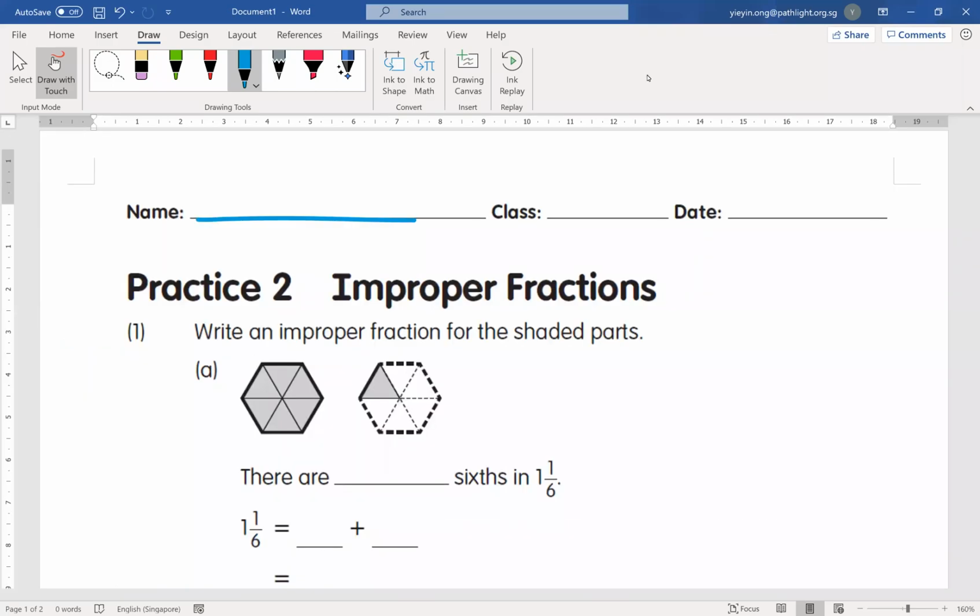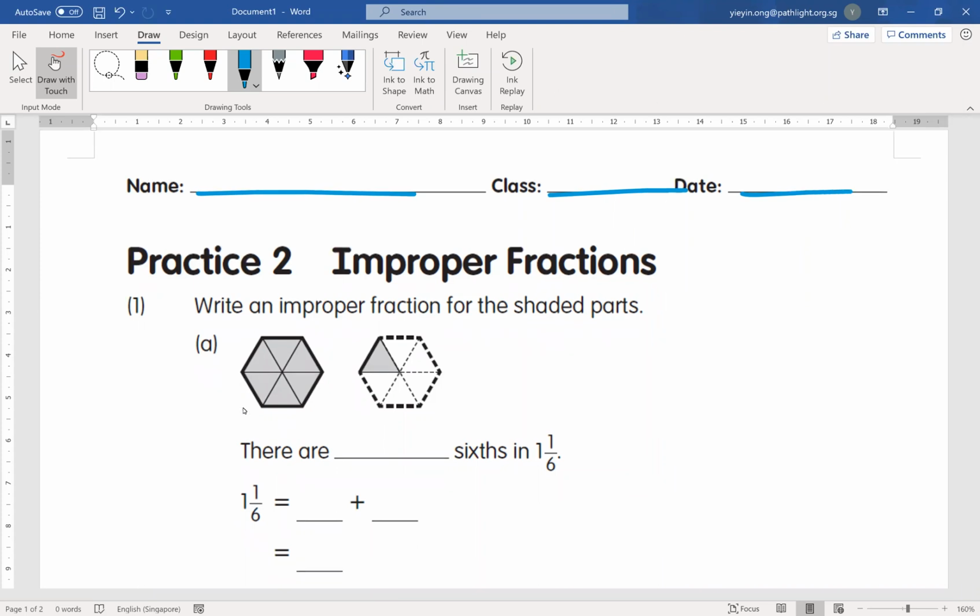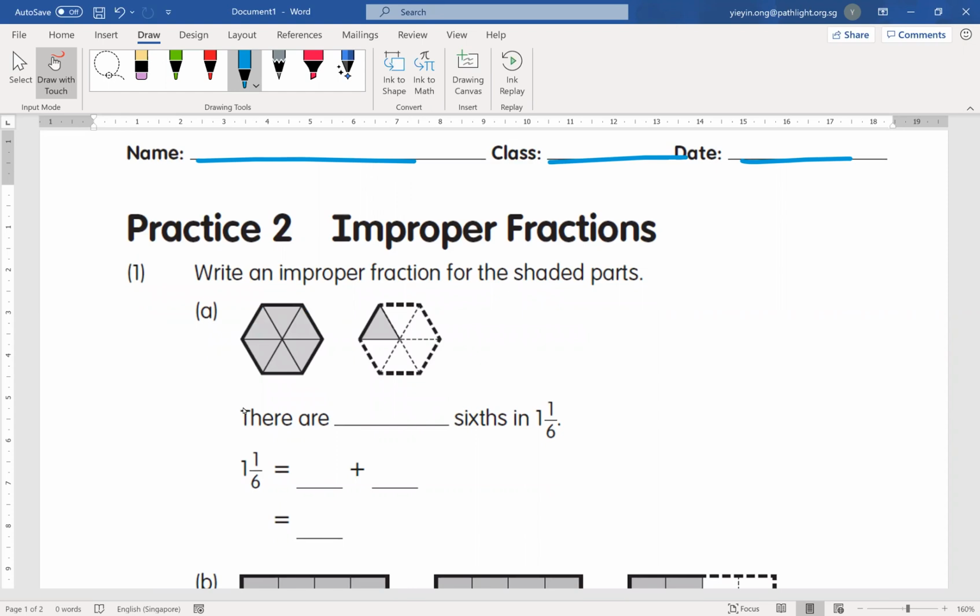Write your name, class, and today's date. We're going to do a few questions for WWT. Then you will do WOMO for the rest of the questions.